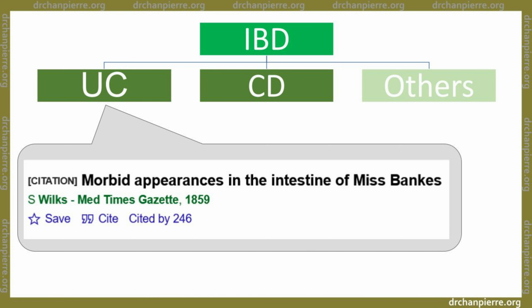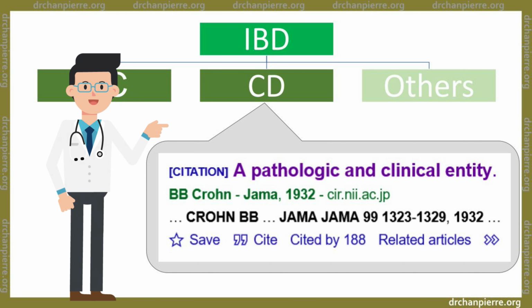Sir Samuel Wilks, in a case report written in 1859, was the first physician who used the term ulcerative colitis to describe a condition similar to what is understood as UC today. Crohn's disease was recognized as an entity separate from UC in 1932 with a publication by Crohn BB.